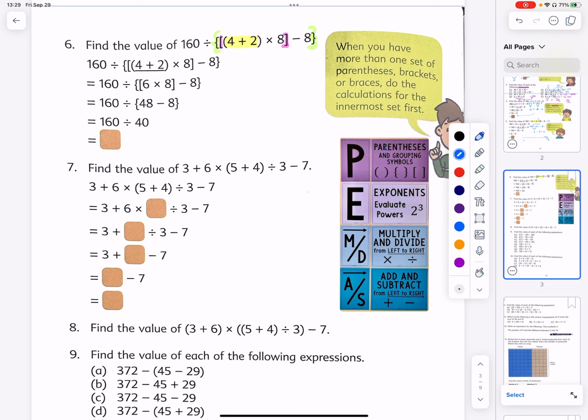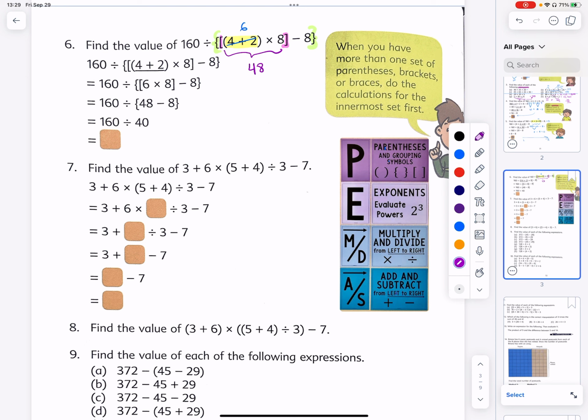So, according to the rules of order of operations, we go for the most inner set of parentheses. And in our case, it's 4 plus 2. We solve that first. 4 plus 2 is 6. Now I'm going to pick up my purple color and I'm going to solve these brackets. 6 times 8 is 48.